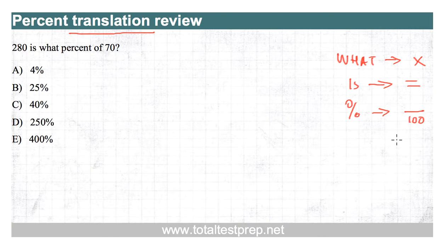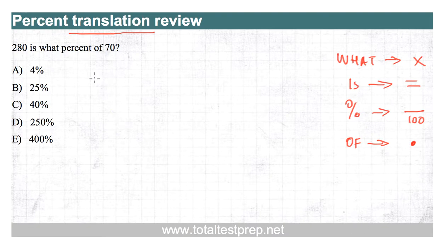I'll show in a little bit exactly how this looks. And if you see the word of, you want to replace that with multiplication. So these are four words that you'll see in more or less every percent question, and if you can translate them into their mathematical equivalents, you'll get an equation that you can then work with. So how does that work here?